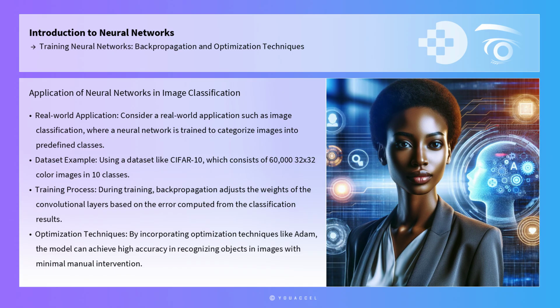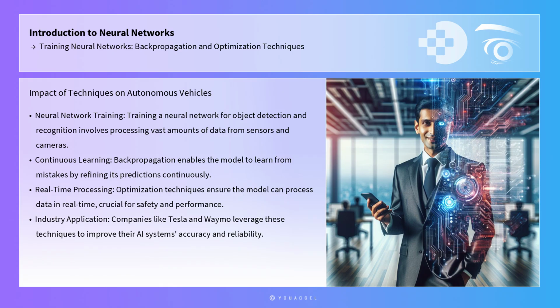To illustrate the impact of these techniques, consider a case study on autonomous vehicles. Training a neural network for object detection and recognition in self-driving cars involves processing vast amounts of data from sensors and cameras. Backpropagation enables the model to learn from mistakes by refining its predictions continuously. Optimization techniques ensure the model can process data in real time, a critical requirement for safety and performance in autonomous driving. Companies like Tesla and Waymo leverage these techniques to improve the accuracy and reliability of their AI systems, resulting in safer autonomous vehicles.